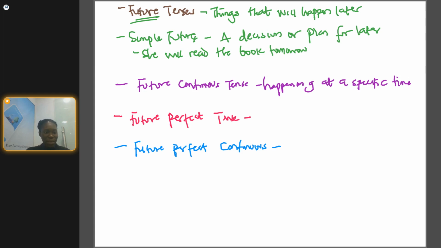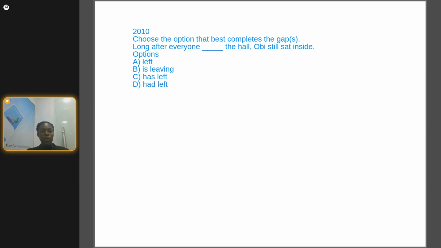All right, so before we end the class for today, this question is from UTME 2010. I'm wiping off the board now because I was unable to see more. Okay, we're going to see the question. It says choose the option that best completes the gap. The sentence says, long after everyone dashed the hall, Obi still sat inside. And we have options A to D.